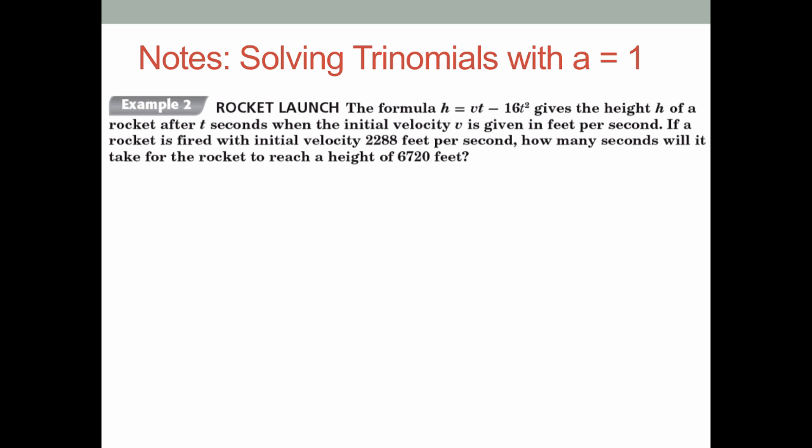And in the last question, it is just a word problem, but it gives you a formula that you will become accustomed to. And it gives the height h of a rocket after t seconds when the initial velocity v is given in feet per second. Okay, so the rocket is fired with an initial velocity of 2,288 feet per second. How many seconds will it take for the rocket to reach a height of 6,720 feet? Well, I'm going to plug this stuff in.